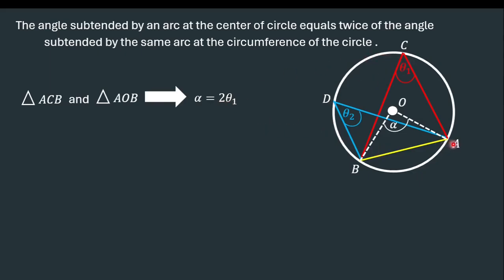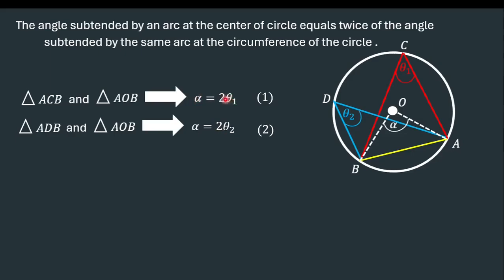Again, if I now consider triangle ADB with reference to triangle AOB, I have the same statement because theta 2 is an angle subtended by the arc AB in the major segment, and I can link theta 2 to alpha by the same relation. That is, from triangle ADB and triangle AOB, I can write that alpha equals 2 theta 2. So I write these two relations 1 and 2 in the light of this theorem.